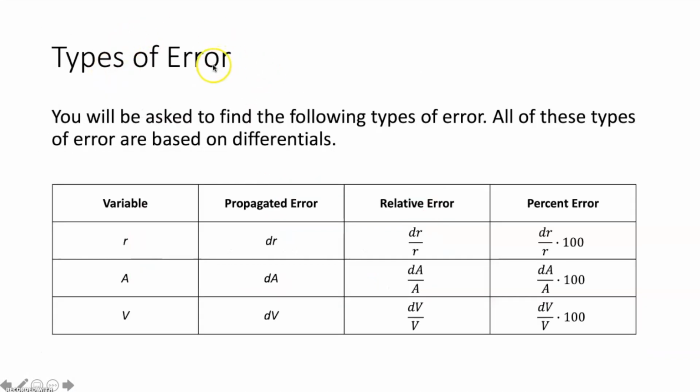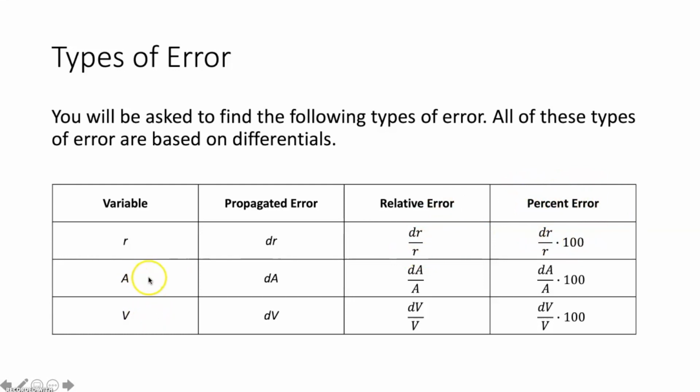Now, there are 3 types of error we're going to be working with in this class and on the AP test. There's propagated error, relative error, and percent error. So let's take a look at 3 different variables. Remember, your variable is just going to change depending on the type of problem. So no matter what your variable is, all of these 3 follow the same pattern. Your propagated error is just the differential of your variable. So here, if I wanted the propagated error of r or our radius, it would be dr. If I wanted the relative error, I would take that propagated error and divide it by the exact value of our radius. So dr over r is our relative error. If it's asking for the percent error, you just take your relative error and multiply it by 100.